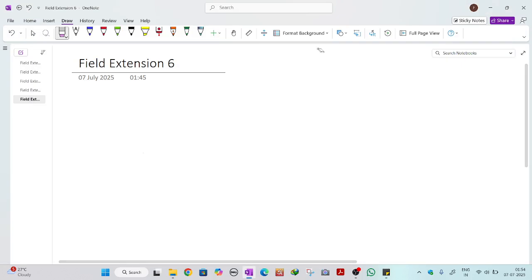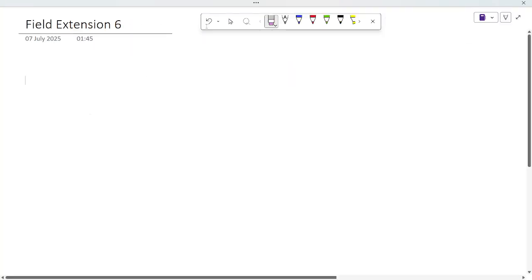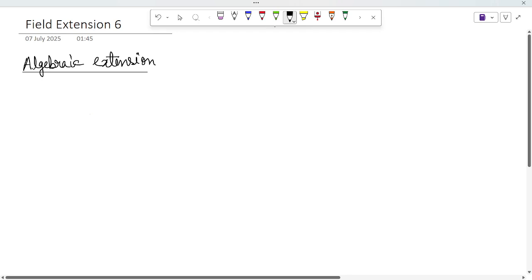So let me start. Today I will talk about one important thing of the prospect of field theory, which is algebraic extension. Okay. So what is algebraic extension?